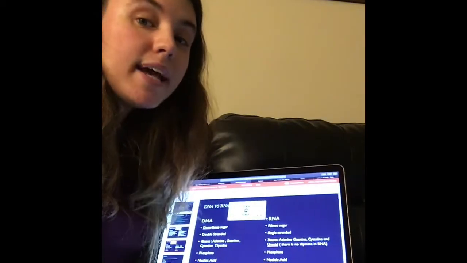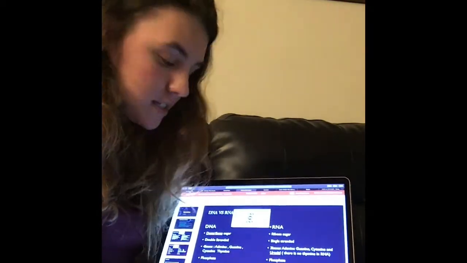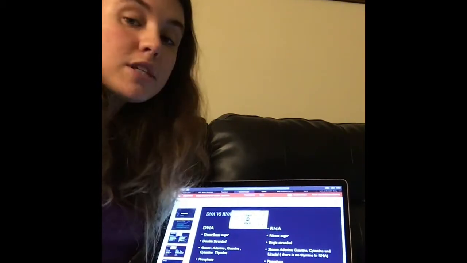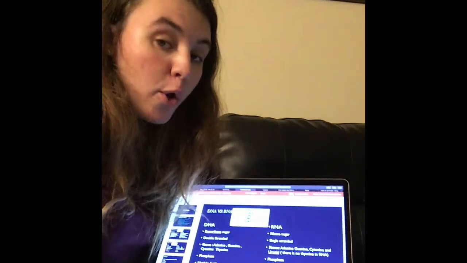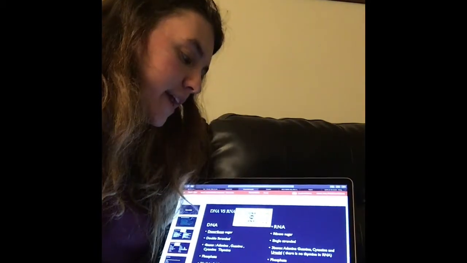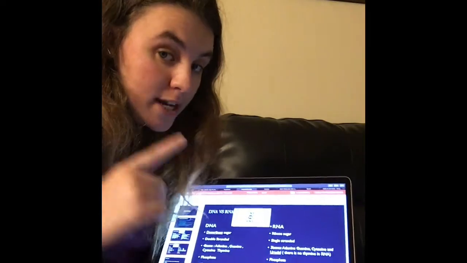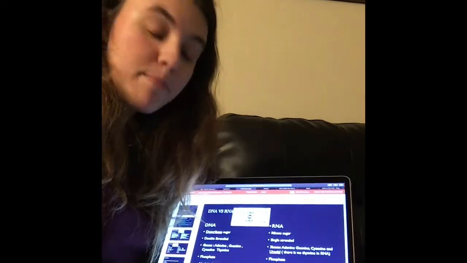Next, we have DNA versus RNA. DNA is a double helix, so it is double-stranded, and the sugar that it uses is deoxyribose. It has 4 bases: adenine, guanine, thymine, and cytosine. It is a phosphate and a nucleic acid, whereas RNA is single-stranded, so it's not a double helix. It has its own strand, and it uses ribose sugar.